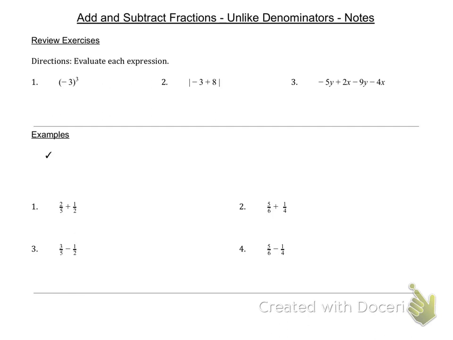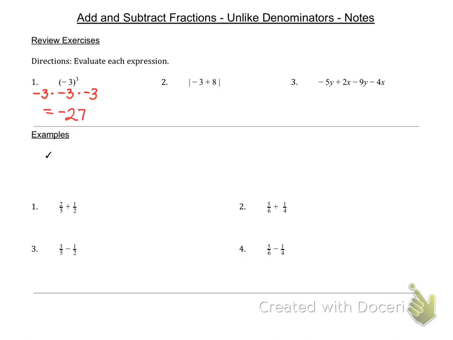So number 1 is -3 to the third power. So that means -3 times -3 times -3. So -3 times a -3 is a +9. A +9 times a -3 is a -27.